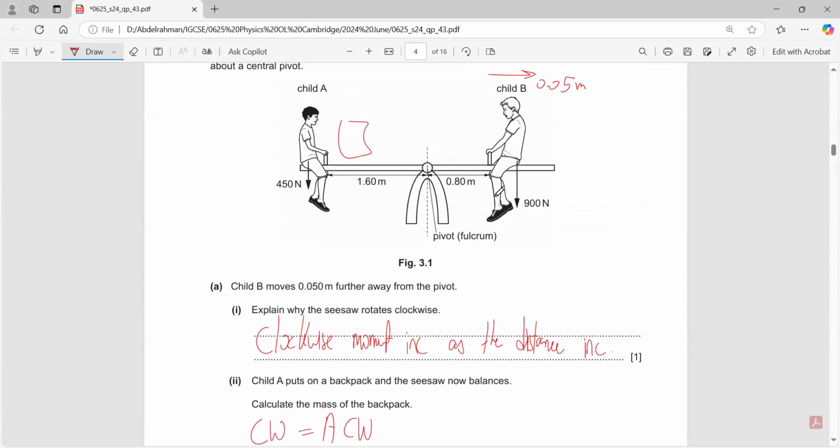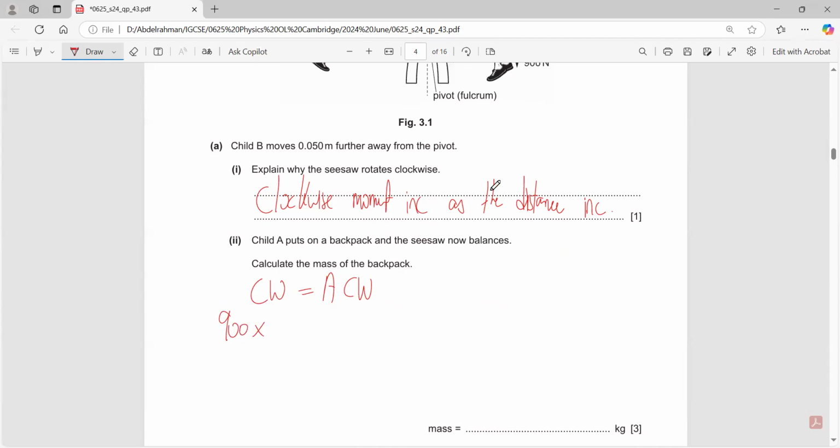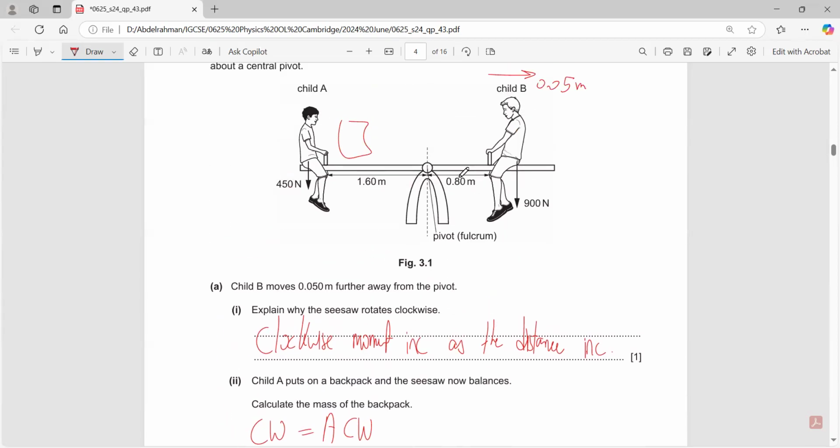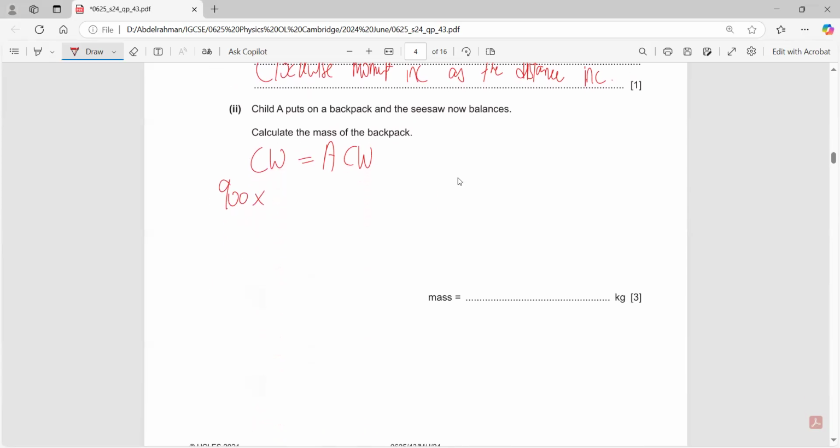The weight of child B is 900 newtons. And the distance of child B isn't 0.8, it's 0.85. Why is it 0.85? Because the distance has increased by 0.05 meters. So the distance is now actually 0.85.